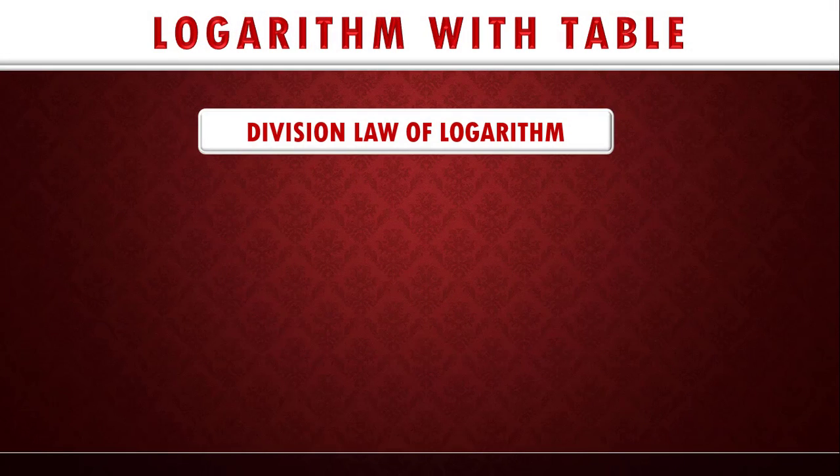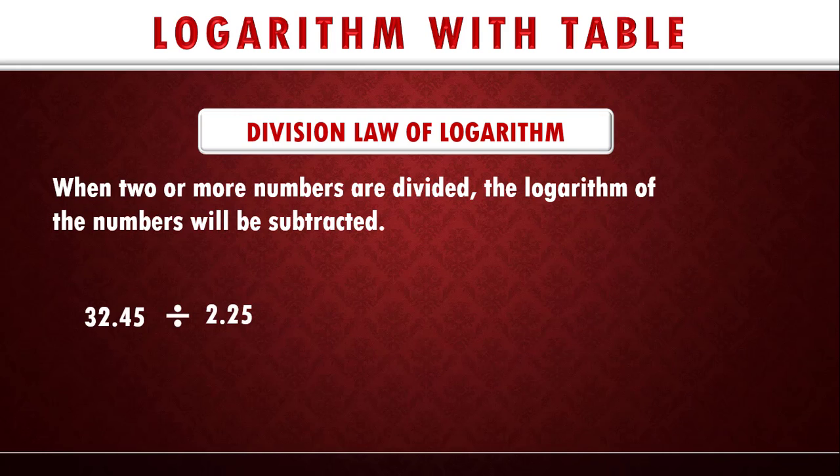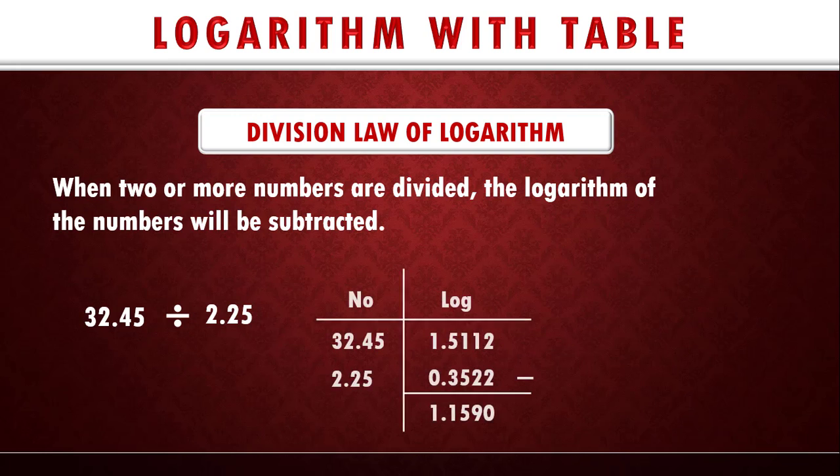Division law of logarithm states that when two or more numbers are divided, the logarithm of the numbers will be subtracted. So for instance, you're given 32.45 divided by 2.25. With your calculation, you determine the log of both numbers: 1.5112 as the log of this one, and for this other one, 0.3522. So what the division law says is that you need to subtract them.